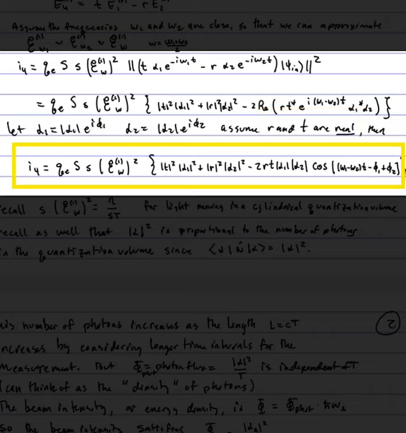I4 is Q_E big S little s, the single photon amplitude squared, multiplied by modulus of t squared alpha 1 squared, plus r squared alpha 2 squared, minus 2 r t, modulus of alpha 1, modulus of alpha 2, cosine of (omega 1 minus omega 2) times t, minus (phi 1 plus phi 2). Those are the two phases corresponding to the semiclassical states.